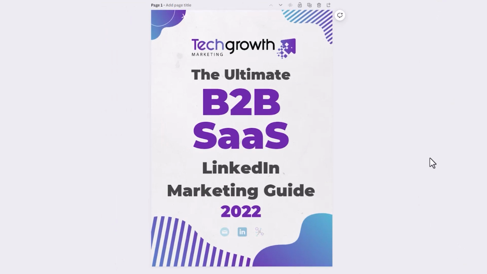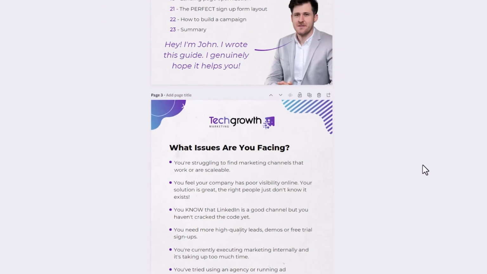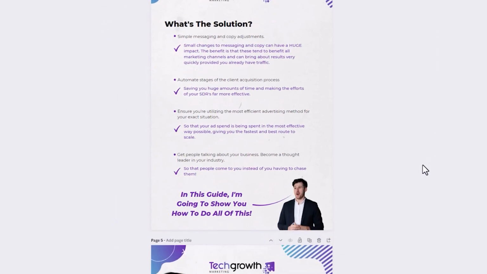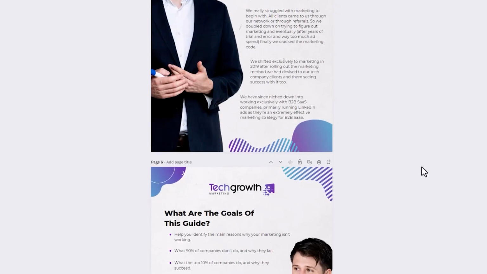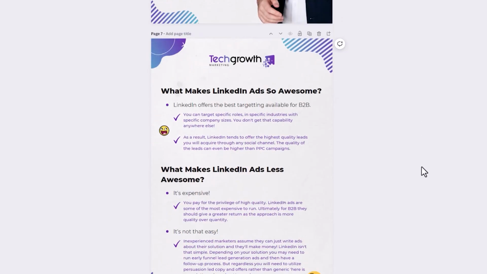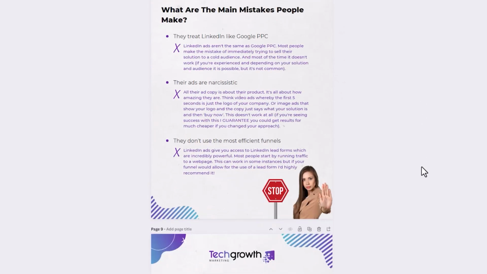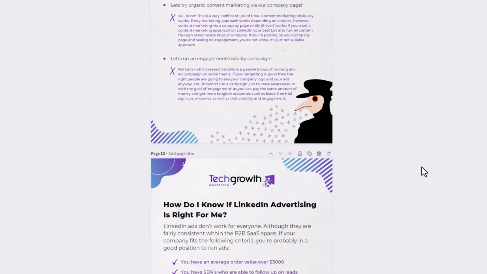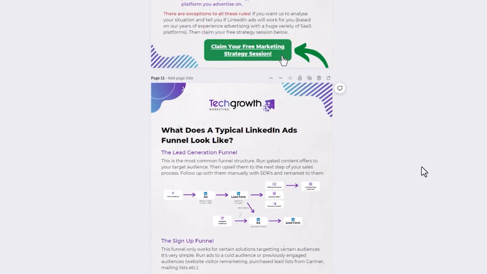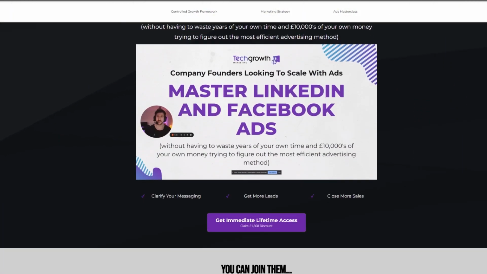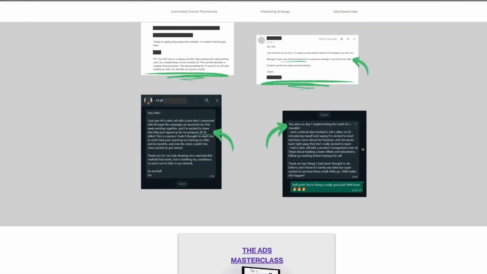For example, the ebook that we gave away around how to run LinkedIn ads highlights that the lead probably wants to run LinkedIn ads and also doesn't really know how. And therefore they would benefit from our services such as our course, our one-on-one mentorship, or even our done-for-you advertising services. All of which, by the way, can be found in the description if you feel like you need help.